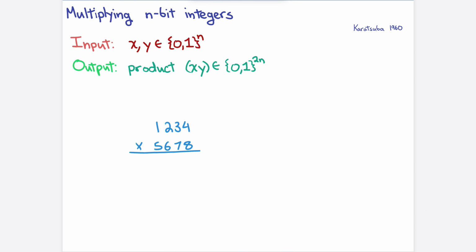Okay, so here's something you've all done a million times. Why are we even teaching this? But we're going to discuss first an algorithm for multiplying n-bit integers. Here I give you two integers, but in binary, and your goal is to just multiply them together. So I guess here's an example I wrote out.